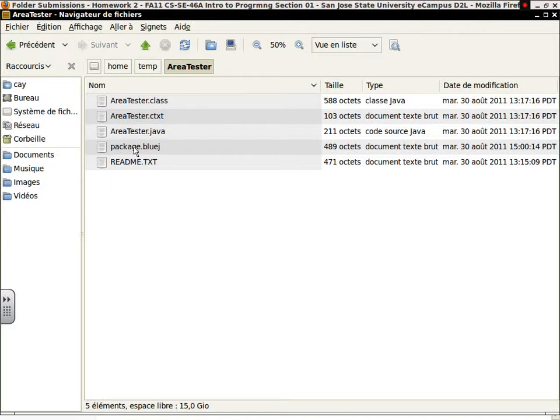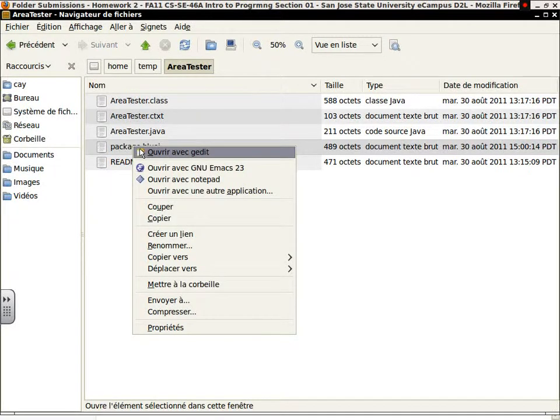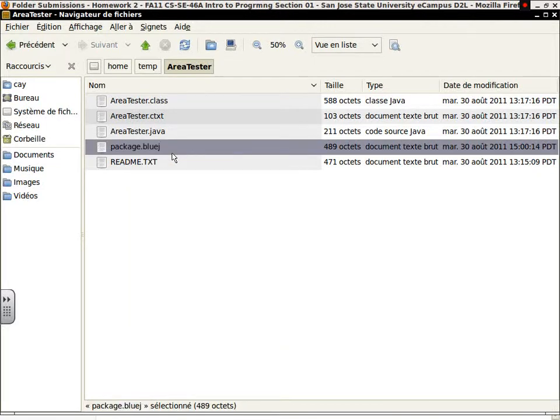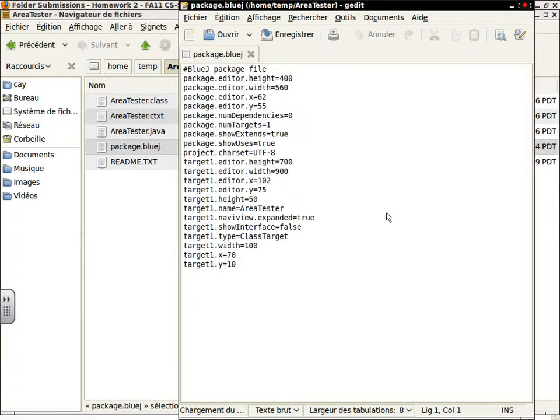If in doubt, you right click, and then it'll say open with, and you should have something that says open with Notepad or whatever. For me, the Notepad looks like this. And so I opened it, and there is some information that I guess makes BlueJ happy. I have no clue what any of this stuff means. But it's not my code, and so that means it doesn't need to get submitted.